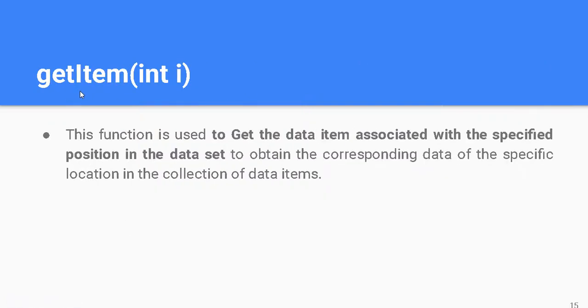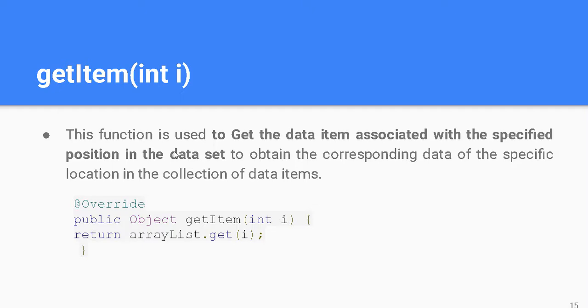Now the third method is named getItem, and there is a parameter called i. Here, i stands for the position. To get the data item associated with the specific position in the data set, we are going to pass a position value, and that position value is going to be applied with your array list's get method, so that you can get the particular item using the position. The return keyword will help you return the value of the particular item or object, and the return type of this method is Object. You may see here the return type of this method is Object.